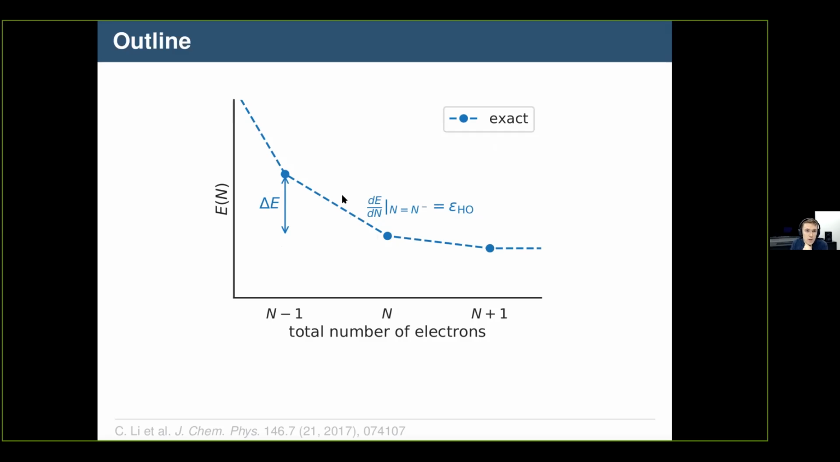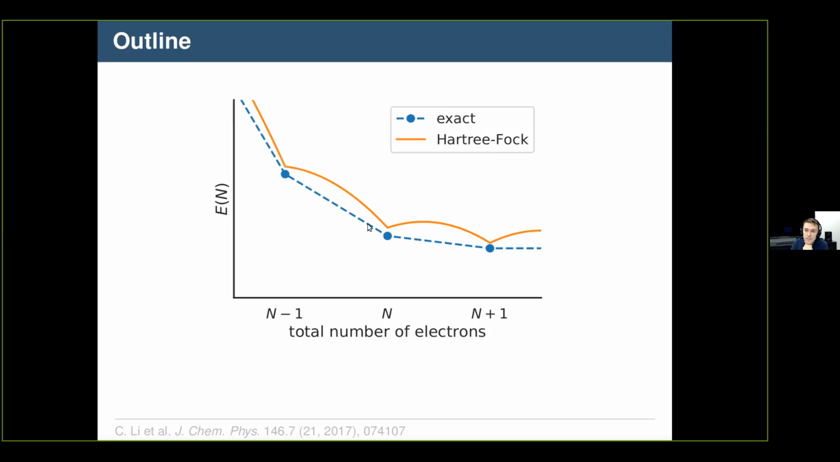And this is an important property. If these excitation energies here, which I said are formally meaningless, can be related to these sorts of absolute energies, then they start to acquire meaning. So this sort of property is really, really desirable. However, if we look at Hartree-Fock, we don't have this piecewise linearity.